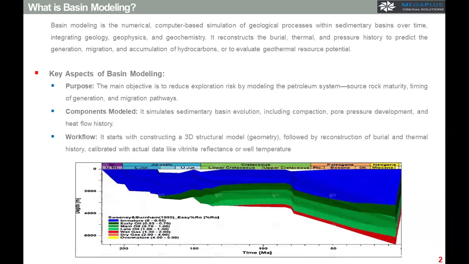Component model: it simulates sedimentary basin evolution, including compaction, pore pressure development, and heat flow history through time, and the effect of structure like rifting and thermal heat flow, which affect the thermal maturity of your fields. The workflow that we need for 1D, 2D, and 3D basin modeling: first of all, we need a structural model geometry, which is the framework for our work, followed by reconstruction of the burial and thermal history calibrated with actual data like vitrinite reflectance or well temperature.